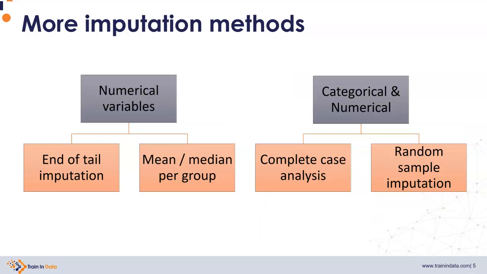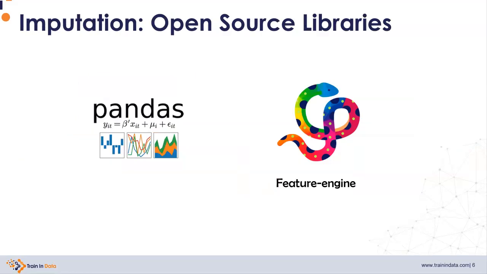From the methods that we describe here, the end-of-tail imputation and the mean and median per group can only be applied on numerical variables. But complete case analysis and random sample imputation can be applied to both numerical and categorical variables, so it can be quite useful. We will learn how to implement these imputation methods utilizing pandas and feature engine. At the moment, scikit-learn does not offer support for these methodologies.